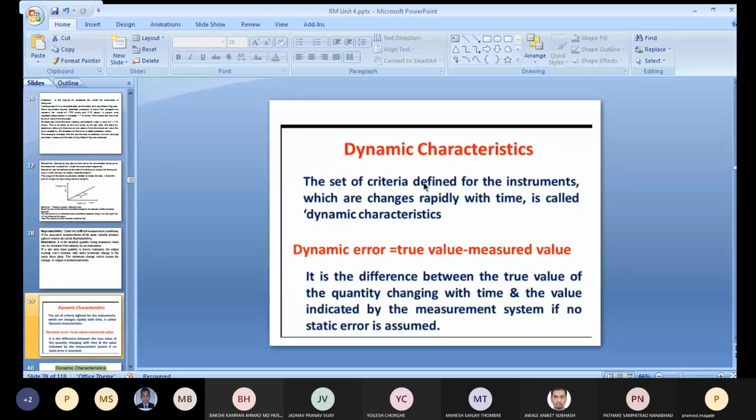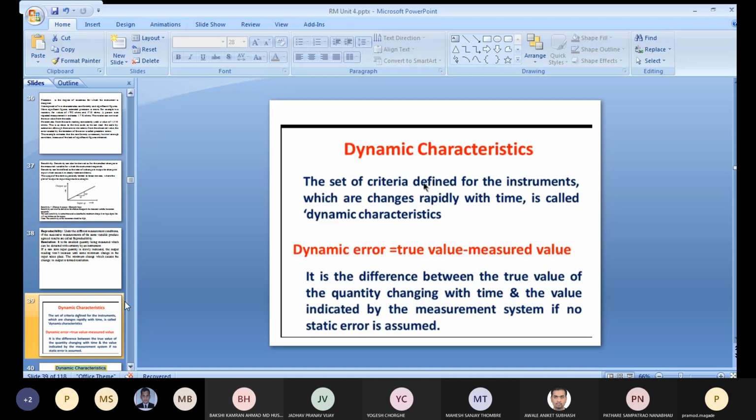Dynamic characteristics. So we have seen the static characteristics. They can change slowly with respect to time. Correct? Slowly change with respect to time, like sensitivity. We have seen drift. Correct? So it can change slowly with respect to time. But dynamic characteristics means it can change suddenly or rapidly with respect to time. That we call a dynamic characteristic.